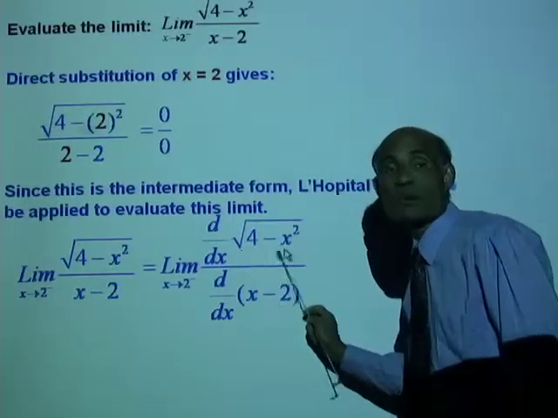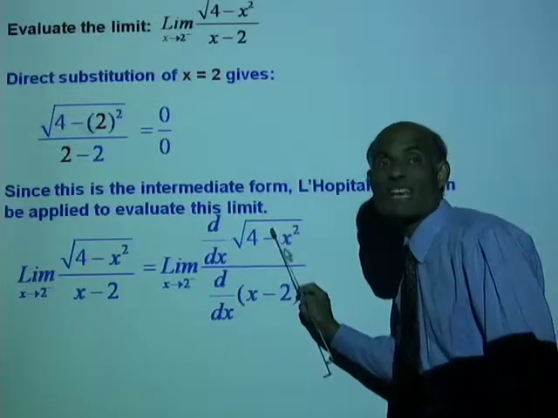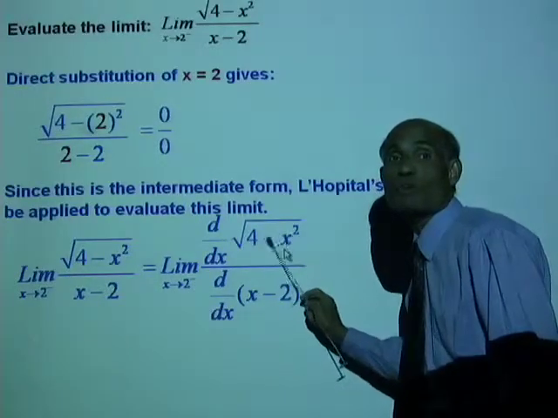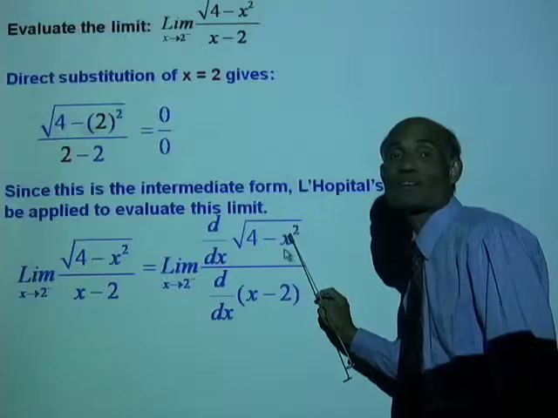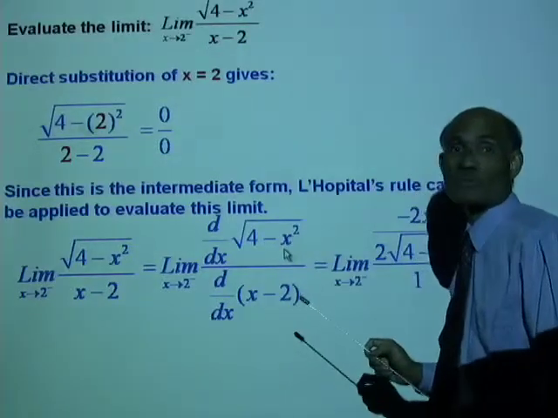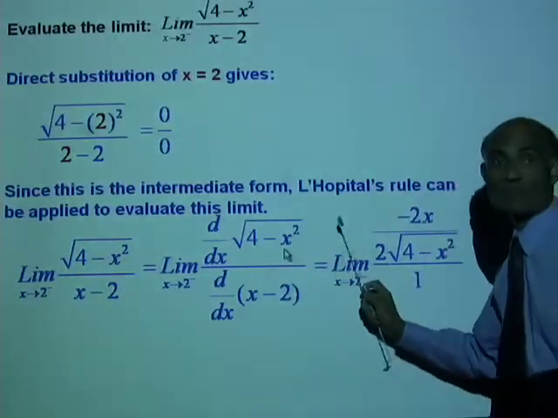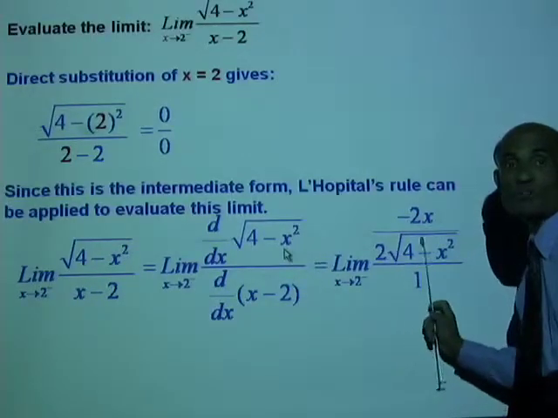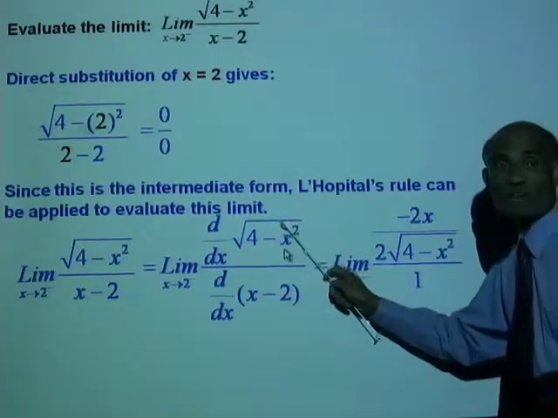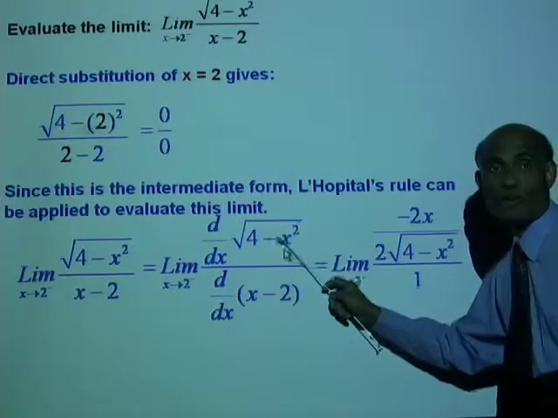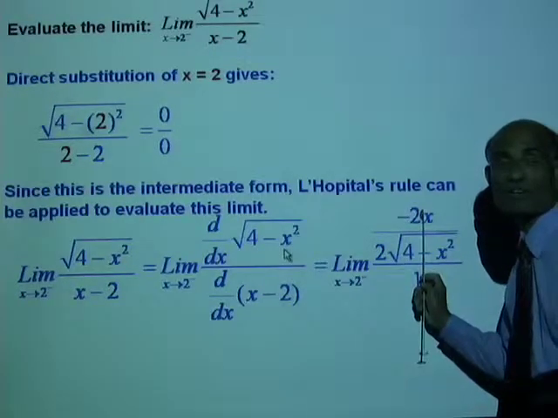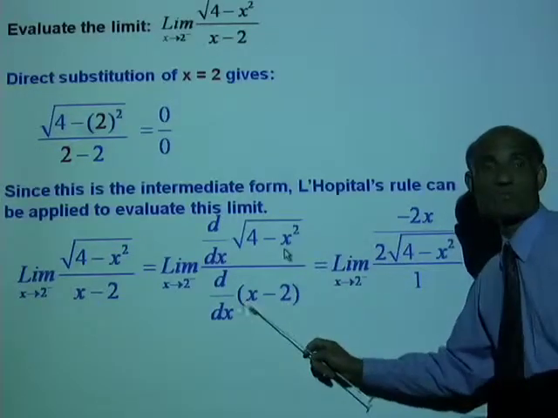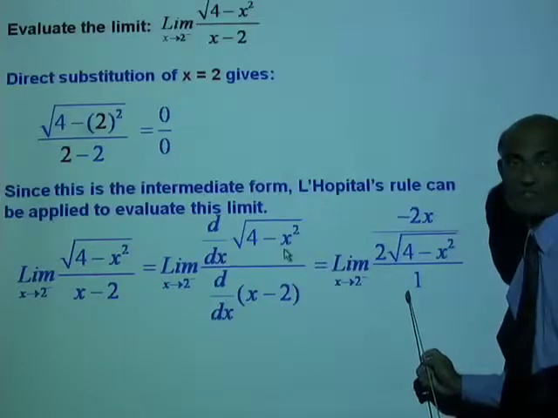So the derivative of this will actually be negative 2x divided by 2 times square root 4 minus x squared, and the 2 and 2 will cancel. You see, this will be 1 over 2 square root 4 minus x squared times the derivative of 4 minus x squared, which is negative 2x. Alright, that's the derivative of this. And what is the derivative of x minus 2? That is 1.